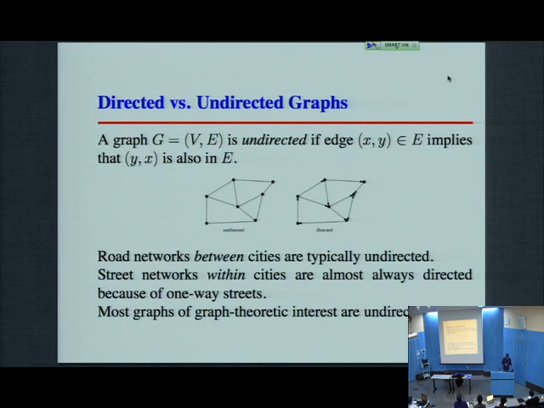The first, let's say, direct property of a graph that comes up is whether a graph is directed or undirected. We say that a graph is undirected if edge xy implies that yx is also an edge. A graph is undirected if, in some sense, a way of going from x to y automatically implies that there is a way of going from y to x.